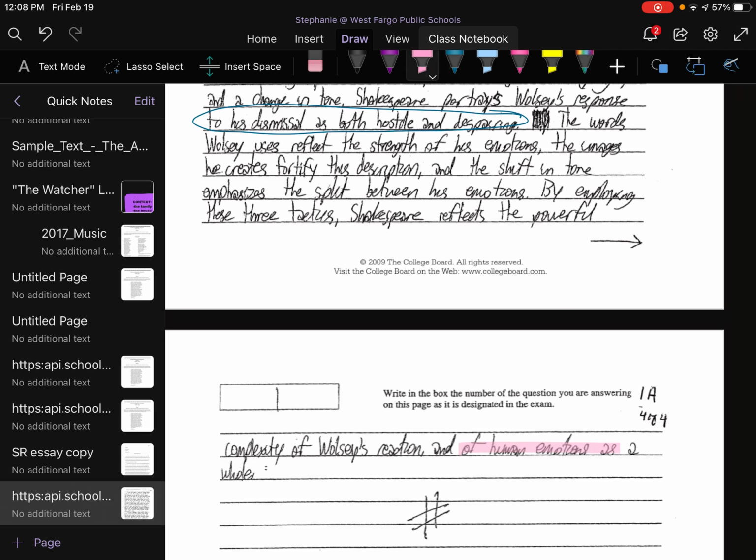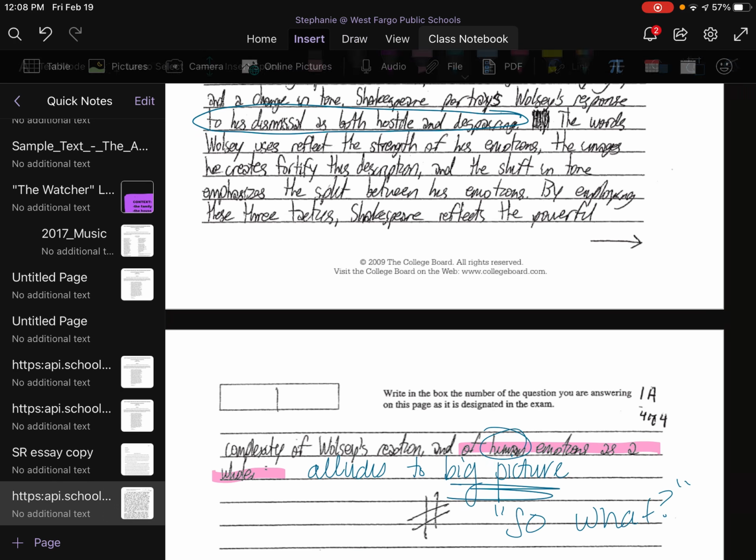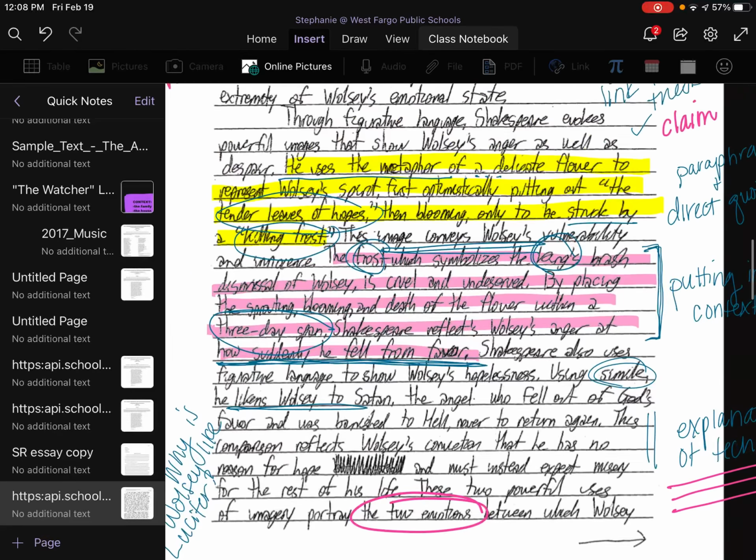So one last thing that this writer did that's really good is they start alluding to the big picture or bigger implications, right? He's talking about humanity as a whole. So we're getting to what I like to call the so what at the very end, which is a great way of demonstrating sophisticated thought. So this particular essay, it's good for a lot of reasons, to be honest with you.